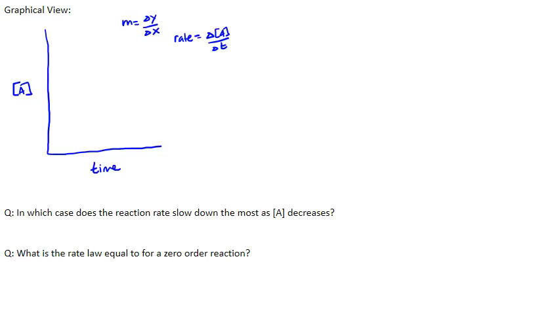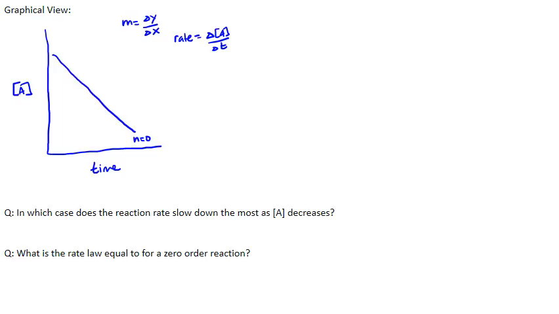Now, if it's a zero order reaction, that means that the rate of the reaction is independent of the concentration of A. So over time, I'm just going to have a straight line, and I'm going to draw it as straight as I can here. All right, because the rate will not be affected as I change the concentration of A. So this is when n is equal to 0.